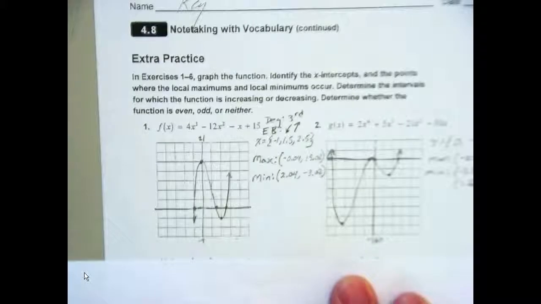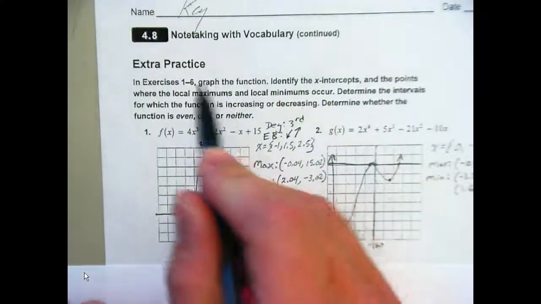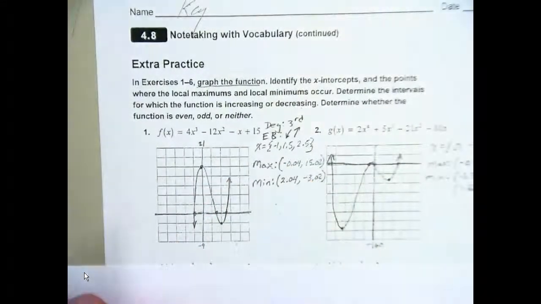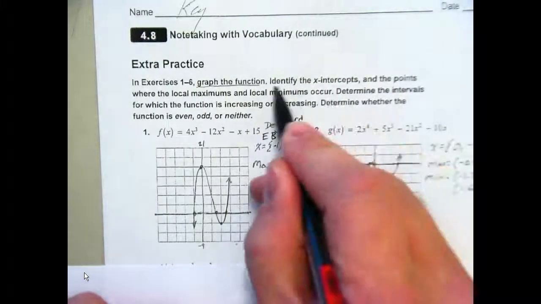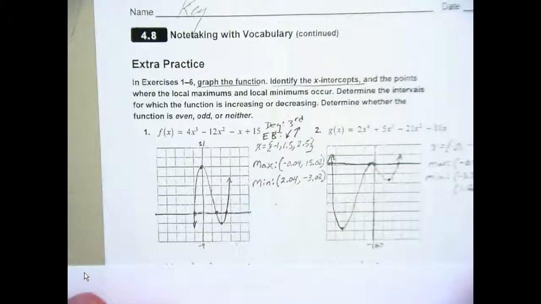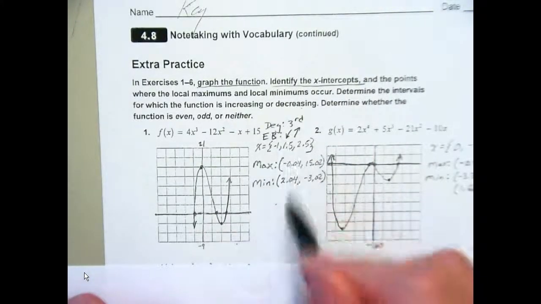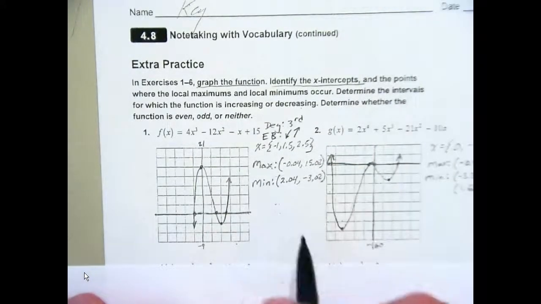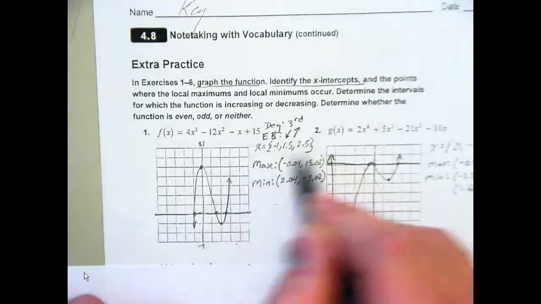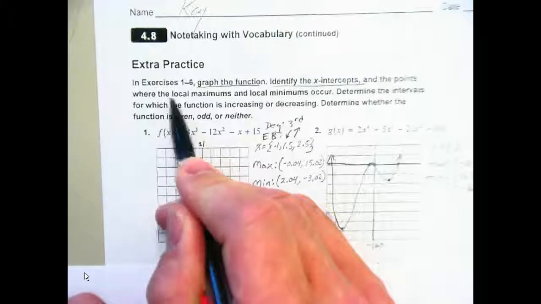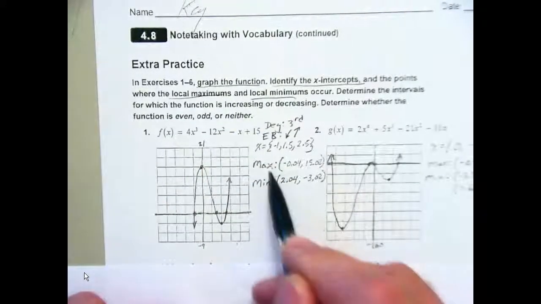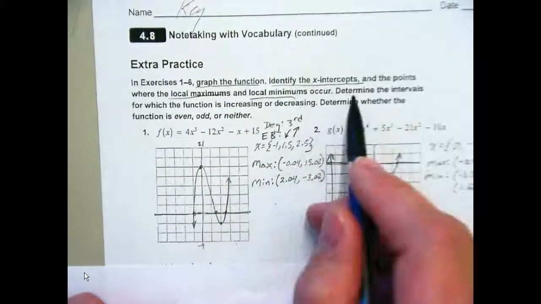Now, the directions actually say graph the function. Okay, we've got it. Identify the x-intercepts. We've got them. -1, 1.5, and 2.5. Okay. I did not show the factoring there, but I'm assuming that you can do that. That's a previous lesson. If that's an area where you struggled, you couldn't find those, then we need to talk. The points were the local maximums and local minimums. Got them. Okay? Where they occur.